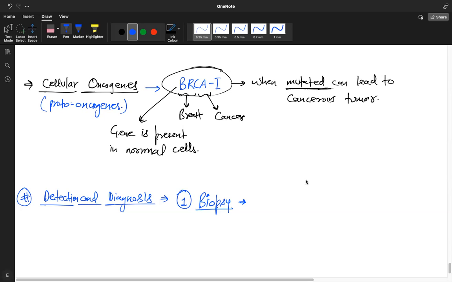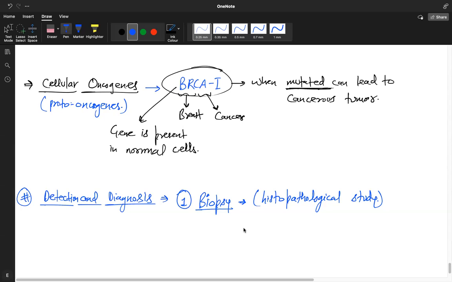Taking a piece of the suspected tissue, and it's cut into very thin slices and then stained for cancer specific antigens. And then, Sir, can you repeat it again?